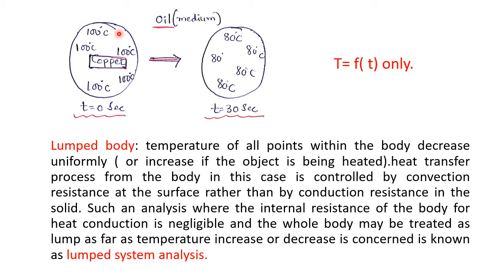Whenever we consider a very small body, we neglect the temperature gradients within the body, because they are very small. For that purpose we write that temperature T is a function of only time, it is independent of the positions. So when the temperature T is only a function of time, such a body we consider as a lumped body.